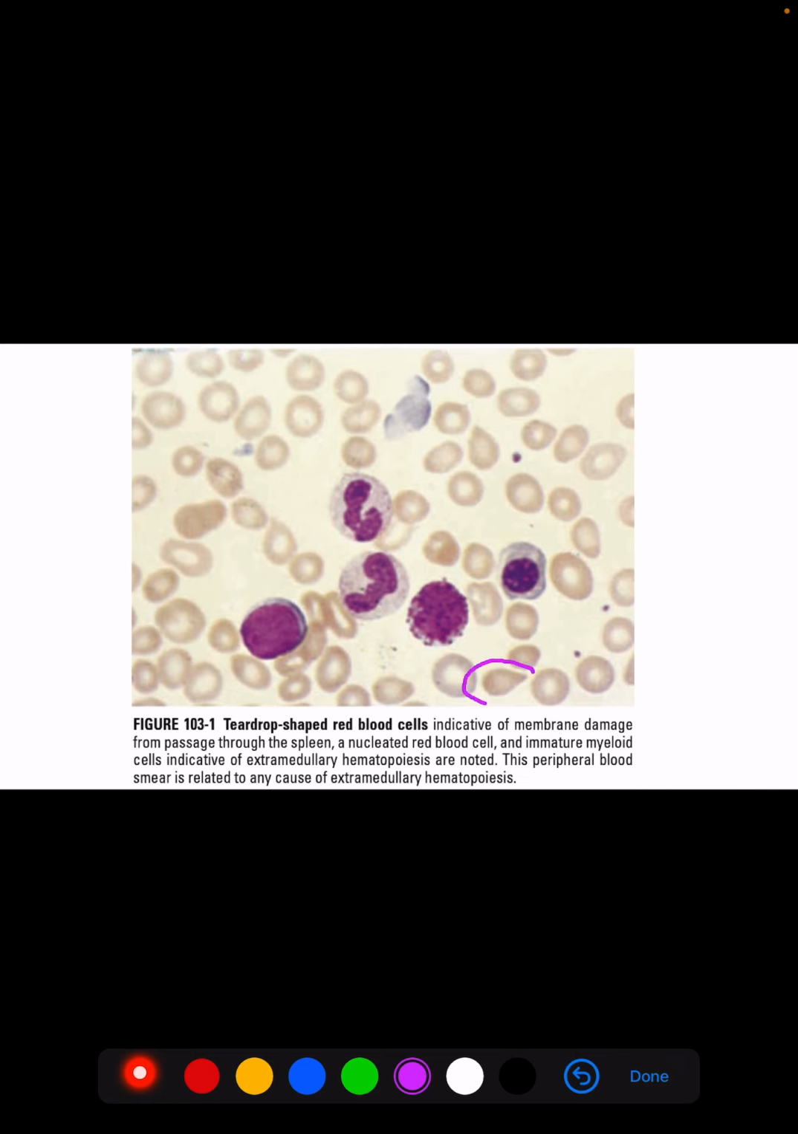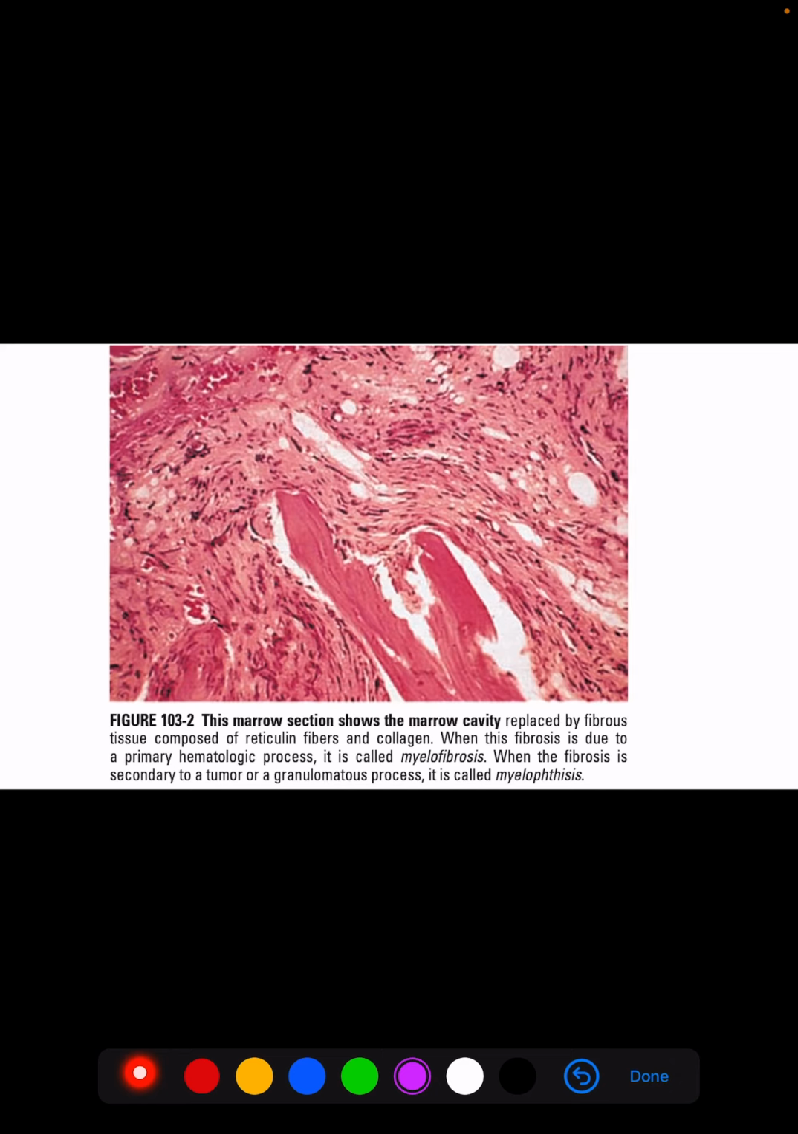Here you can see the teardrop shaped red blood cells. The marrow cavity is replaced by fibrous tissue composed of reticulin fibers and collagen. If it is a primary hematological process, it is called myelofibrosis. When the fibrosis is secondary to a tumor or granulomatous process, it is called myelophthisis.